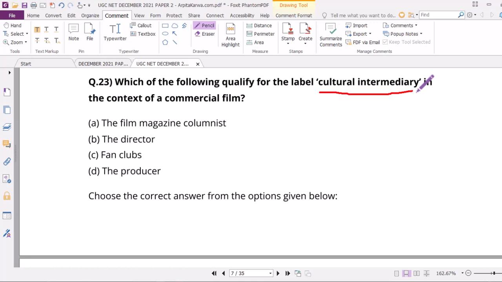So these cultural intermediaries mediate between production and consumption, and their function is largely pedagogic. They shape the preferences and perceptions of consumers so that they can mobilize them along their desired routes.